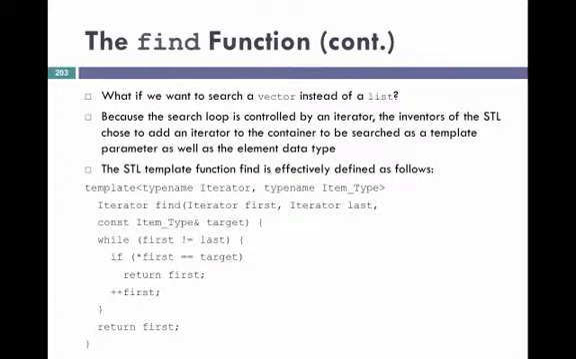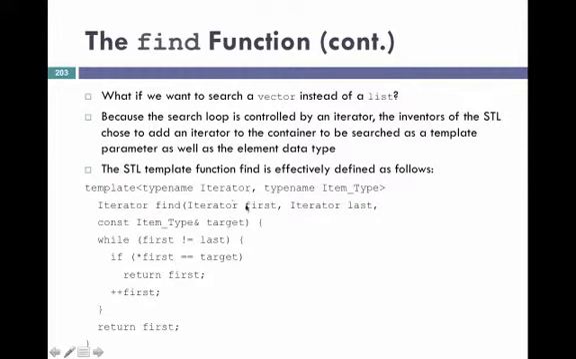Now, what if we wanted to search a vector instead of a list? Because the search loop is controlled by an iterator, the inventors of the STL chose to add an iterator to the container to be searched as a template parameter, as well as the element data type. So the standard template library function find is effectively defined as follows. So we have a template, and in this case we have two type parameters. We've got an iterator and an item type.